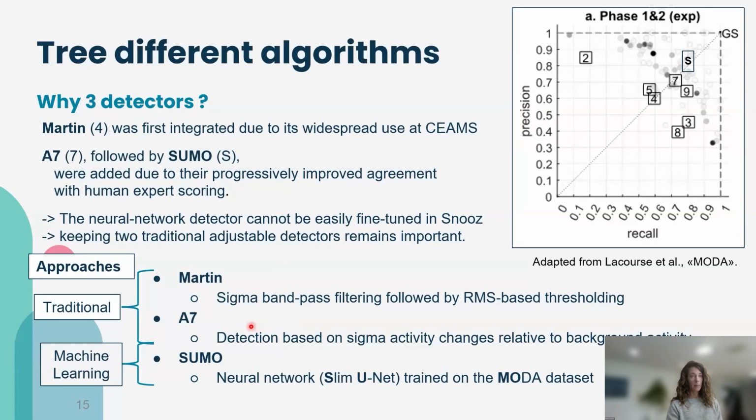Spindles detected by A7 are events with a sigma band that emerge from background activity. So they are characterized by a burst that is emerging from the background activity. Sumo is a neural network based on a slim UNet architecture trained on the MODA dataset that I already presented many times in this webinar. So the name Sumo comes from both the model architecture and the dataset used for training.